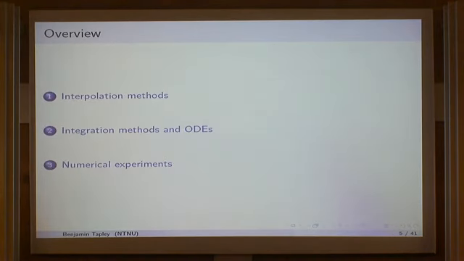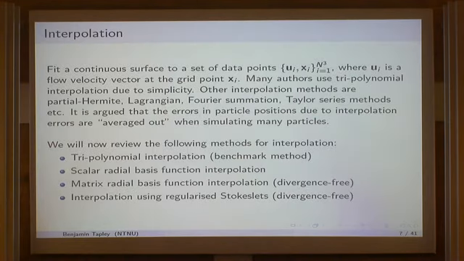Okay, so we've got 3 sections to my presentation. We'll start off with some interpolation methods. This is just a standard interpolation problem we're going to look at first. We have a set of data points, a bunch of u_i, which are the fluid vectors at the locations x_i. Like I said, many authors use tripolynomial interpolation due to its simplicity. There are a few other more sophisticated methods, such as partial Hermite, Lagrangian polynomials, Fourier summation, and Taylor series methods. And these all have their pros and cons.